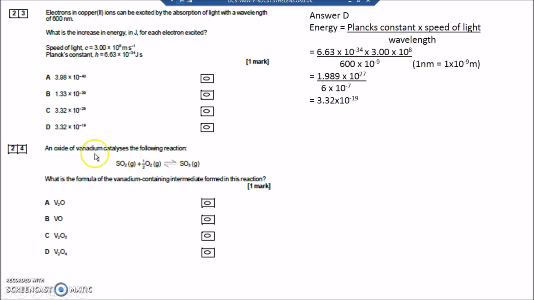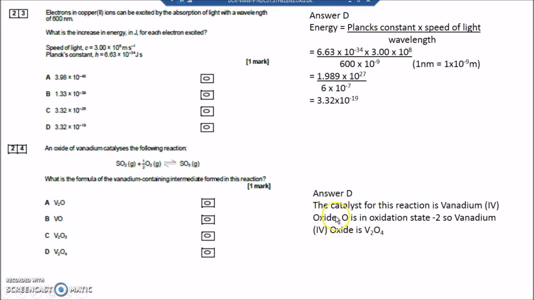The oxide of vanadium catalyzes the following reaction. What's the formula of the vanadium-containing intermediate formed in this reaction? You either need to remember it as V2O4 or remember that vanadium(IV) is the intermediate. So from vanadium oxidation state 4 with an oxygen, oxygen is in minus 2. So that's 4 minus 2s is minus 8, and V2, 2 plus 4s makes plus 8, so it's in oxidation state 4 for vanadium. So something to remember, that V2O4, something to learn.